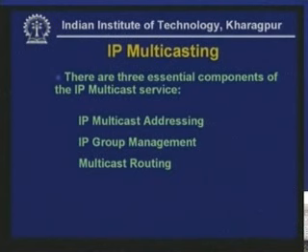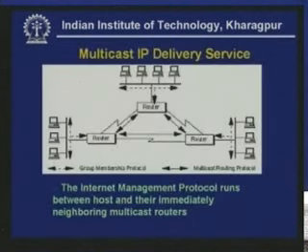Now there are three essential components of IP multicast service: IP multicast addressing, how you address; IP group management; and multicast routing. If you look at this diagram, suppose you have these three routers here and three networks connected to the three routers respectively. Take any of these routers, connected to its own group of machines, and some of these machines would be members of a multicast group.